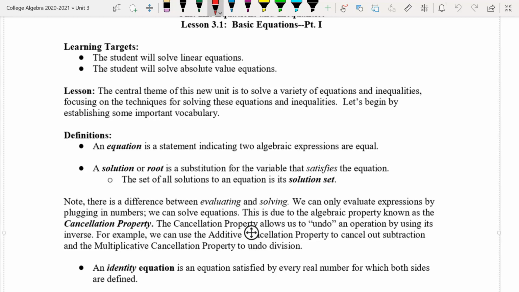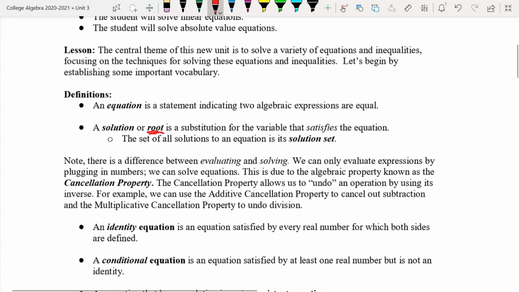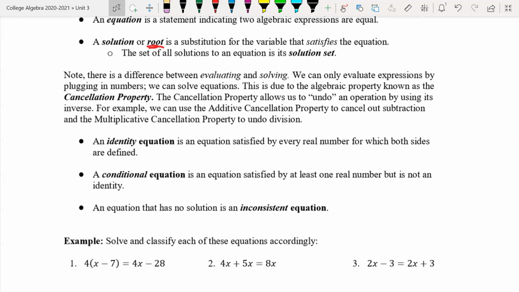An equation is a statement indicating two algebraic expressions are equal. A solution or root. Root's a big word you're going to see later on. Is a substitution for the variable that satisfies the equation. The set of all solutions to an equation is in a solution set. So there's a difference between evaluating and solving. We can only evaluate expressions by plugging in numbers. We can solve equations. This is due to the algebraic property known as the cancellation property.